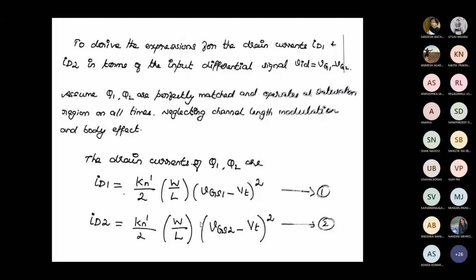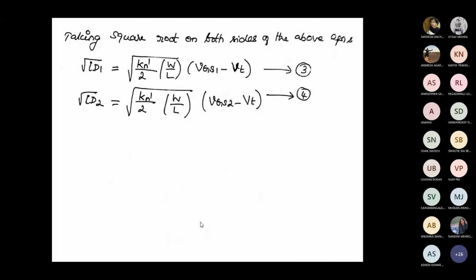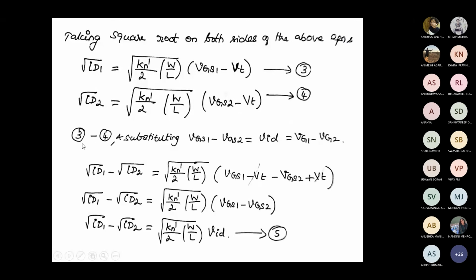Now, for these two equations, we are going to take square root on both sides. So if you take the square root, the square term will be removed. Taking square root on both sides, this is root of ID1 and the root of Kn dash by 2 W by L. So this square is removed. We are taking these as equation number 3 and 4. Okay. Now we are going to take the difference between 3 and 4. So 3 minus 4, and substituting for VID as VGS1 minus VGS2. So VID can be taken either as VG1 minus VG2 or VGS1 minus VGS2. Okay, so you can note down this VID equation.